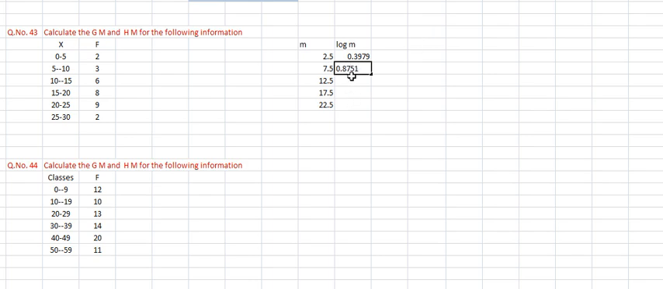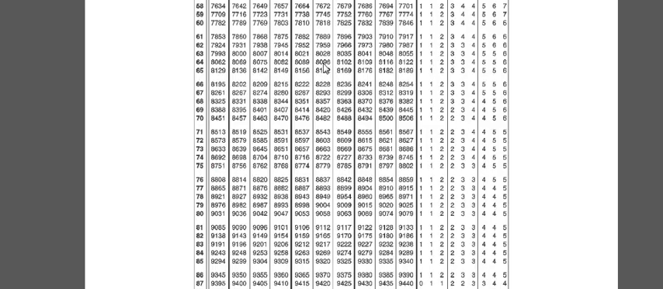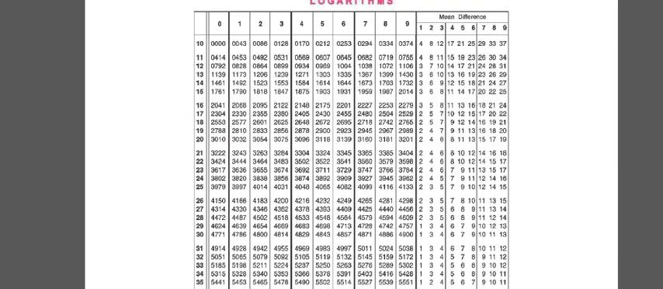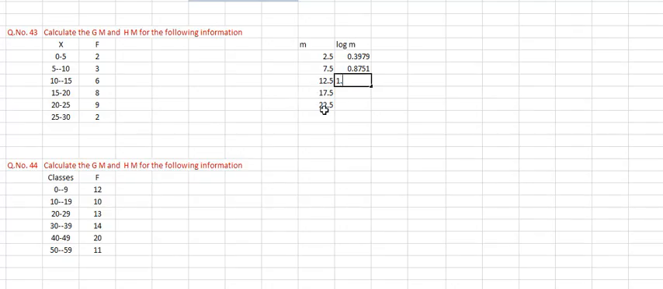8751. Now 12.5, remove the 0.5. 12 means 2 place minus 1 is 1, right? Now you check the table like this. 12.5 means 12 5. 12 and 5 here is 0969. So 0.0969. 17.5. 17 means 2 place minus 1 is 1.